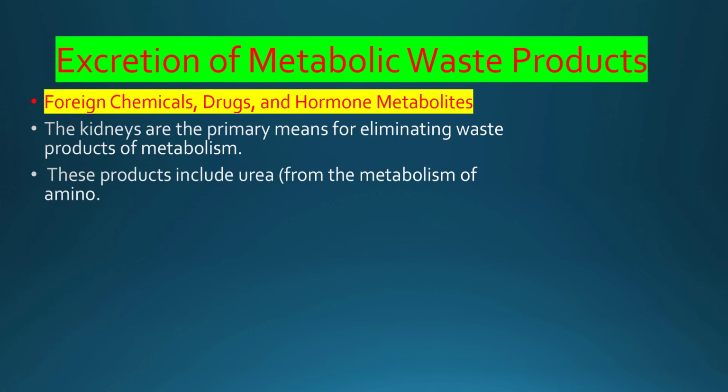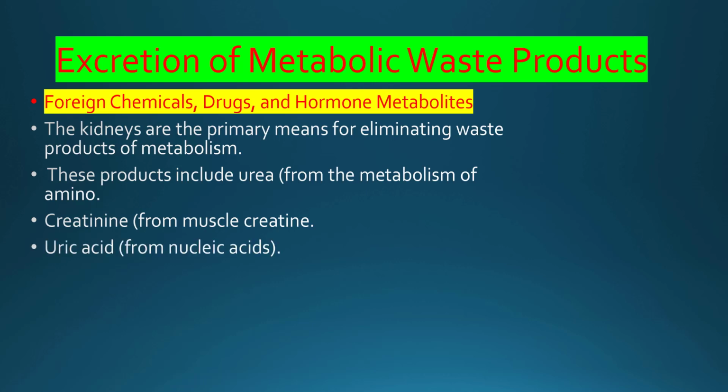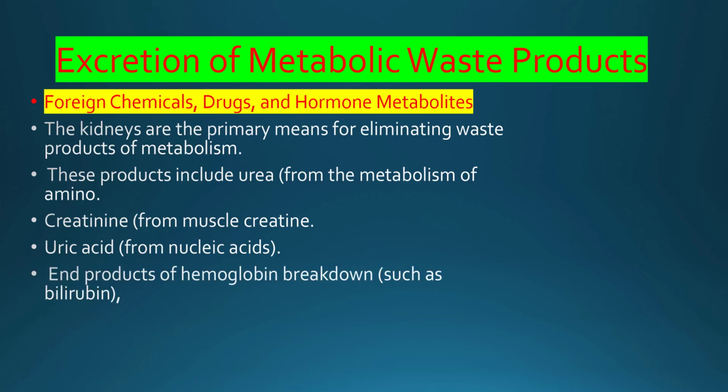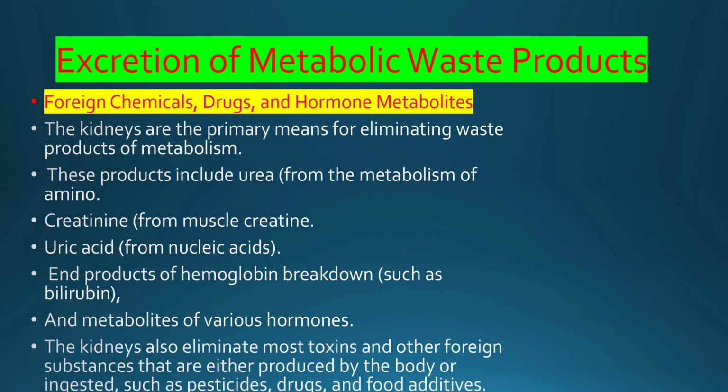Metabolites excreted by the kidney. The kidneys are the primary means for eliminating waste products of metabolism. These products include urea from the metabolism of amino acids, creatinine from muscle creatine, uric acid from nucleic acids, and products of hemoglobin breakdown such as bilirubin, and metabolites of various hormones.